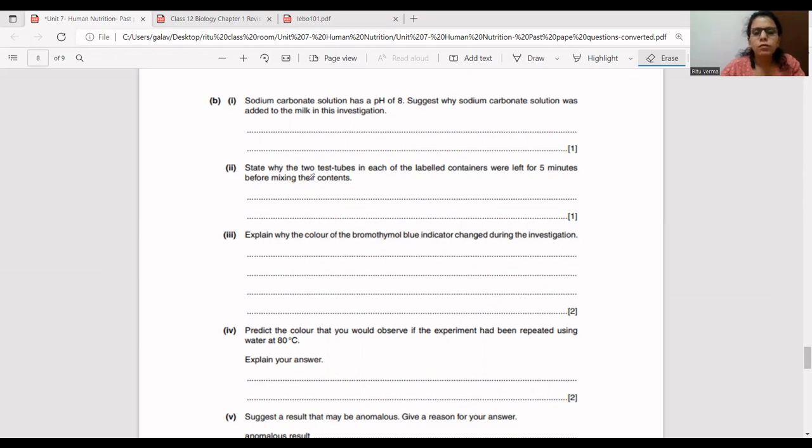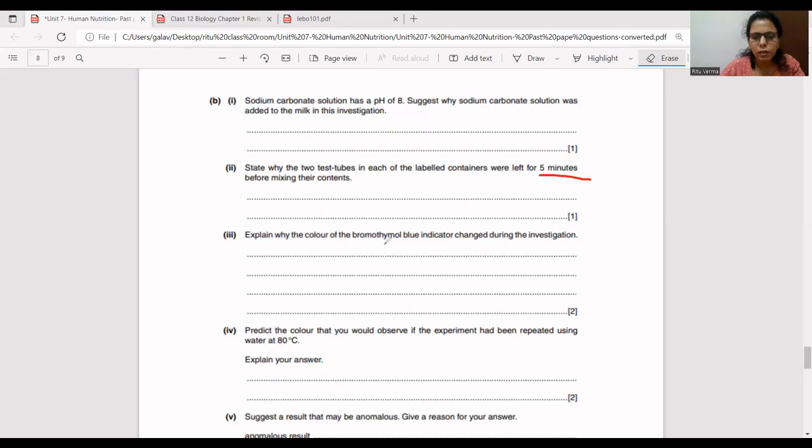Okay. Now, why were these 2 test tubes kept separately for 5 minutes? This is because the contents present inside both the test tubes should attain equal temperature. Okay, and attaining equal temperature will take at least 5 minutes. So the contents present in both the test tubes should attain equal temperature, and after attaining equal temperature only, we are going to mix the contents of both the test tubes.